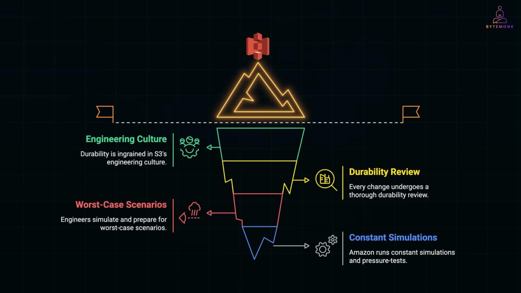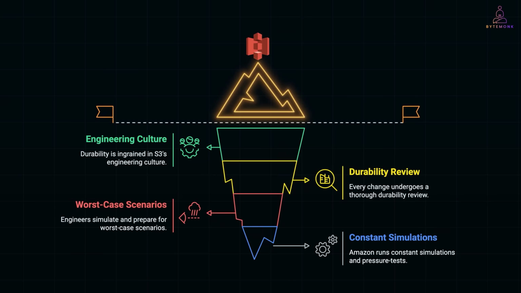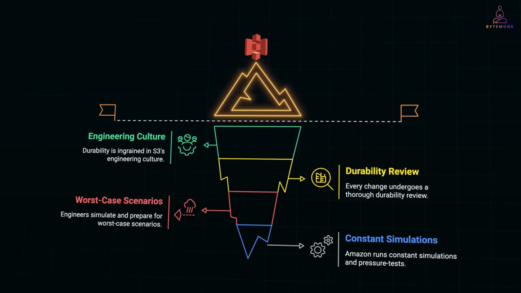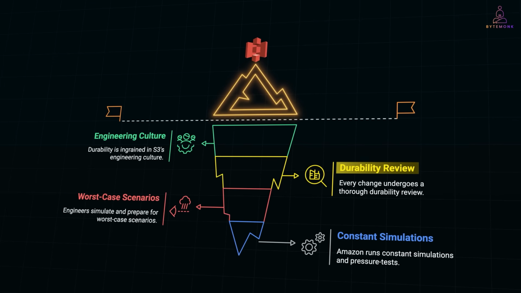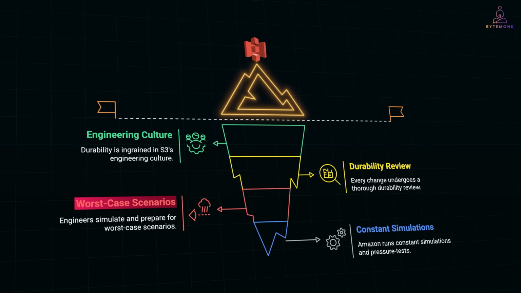Perhaps one of the most subtle yet important reasons S3 achieves such extreme durability is the engineering culture and processes. Now here is something you won't see in any diagram or dashboard, but it might just be the most important piece of all. At Amazon, durability isn't just a checklist. It's a culture. Every change to S3, whether it's a new feature, a config tweak, or an infrastructure upgrade, it all goes through a durability review.